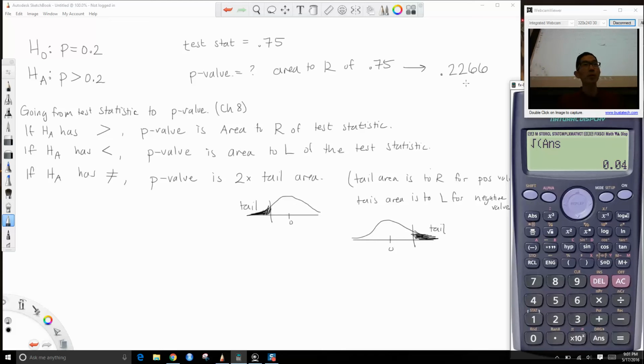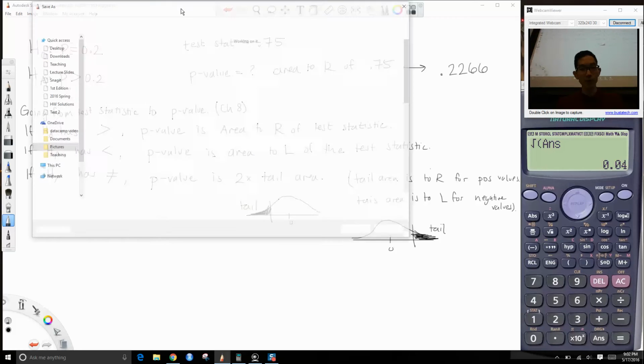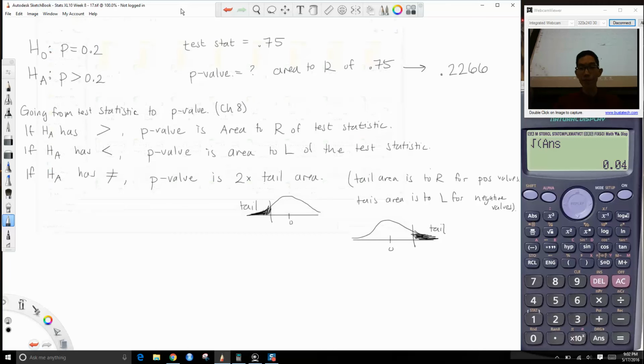This number is for negative 0.75. No, this is the area to the right of positive 0.75. The table always gives you the area to the left. So you look up 0.75 and you get something like 0.7734, okay? And you want the area to the right, so you do 1 minus 0.7734. But 1 minus 0.7734, the area to the right of 0.75, is the same as the area to the left of negative 0.75, so you can do it that way too.